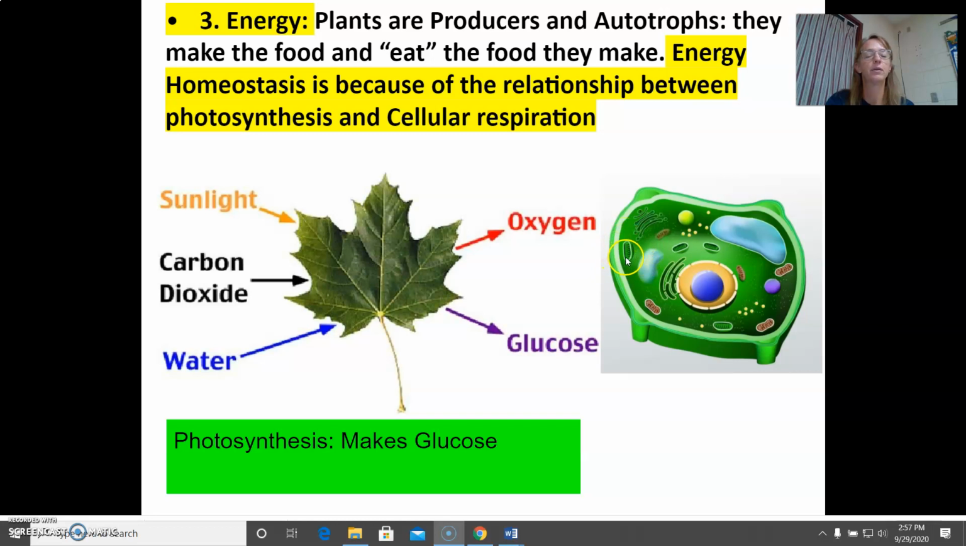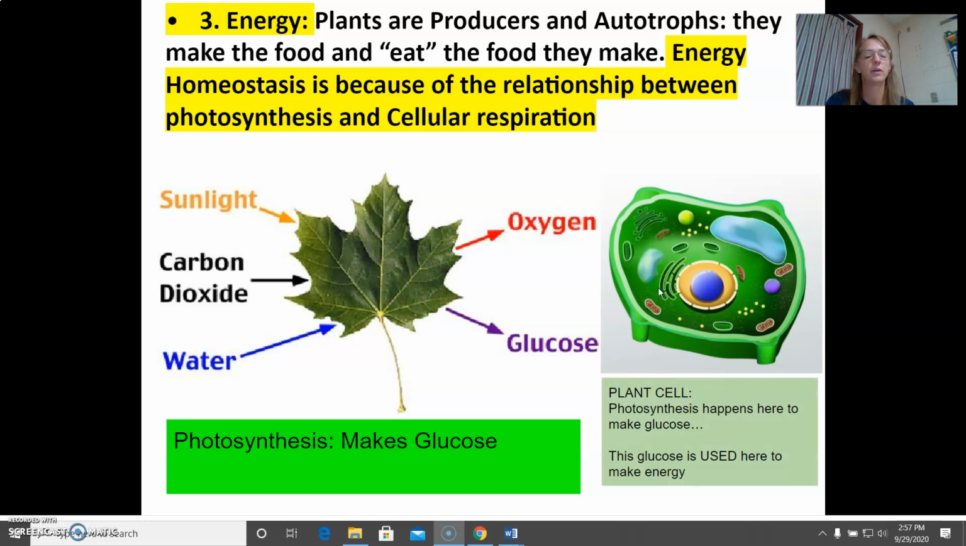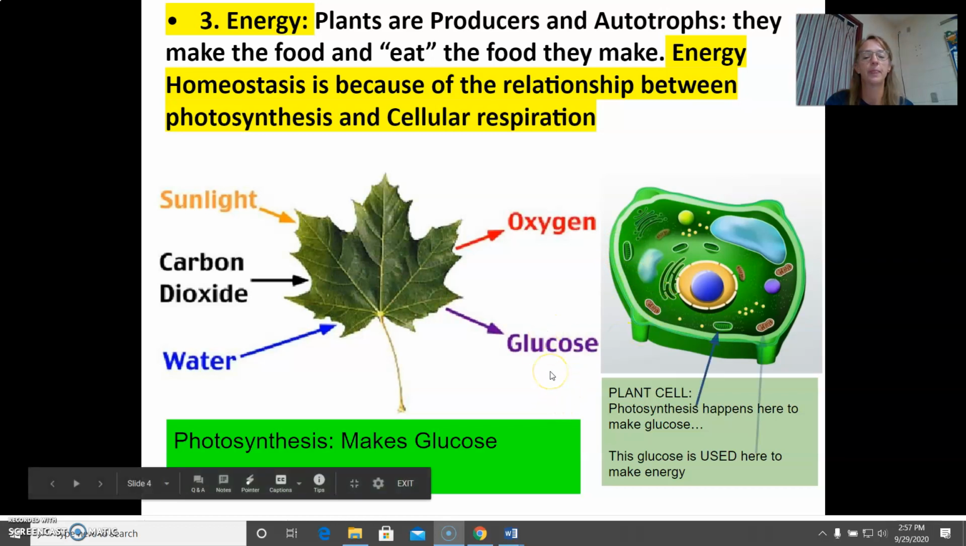Well, that energy from the chloroplast, or that glucose, will swim right over to another organelle in the cell of the plant, and the plant will use that glucose to turn it into that usable form of energy called ATP. So plant cells do photosynthesis right here to make the glucose. They use that glucose and turn it into a usable form of energy called ATP. So they produce their food and then they autotroph, or they self-eat right here and turn it into energy for the rest of their cell.